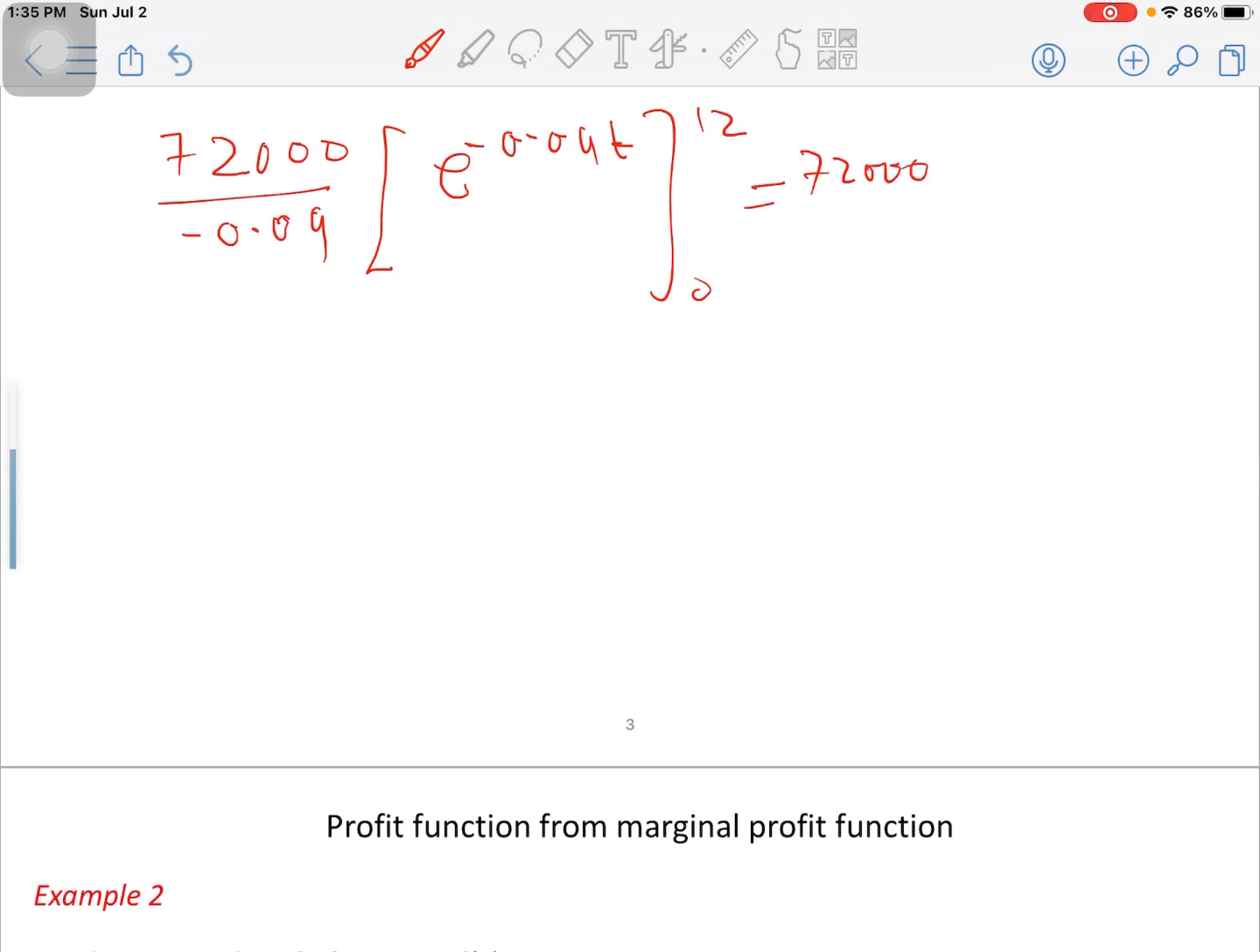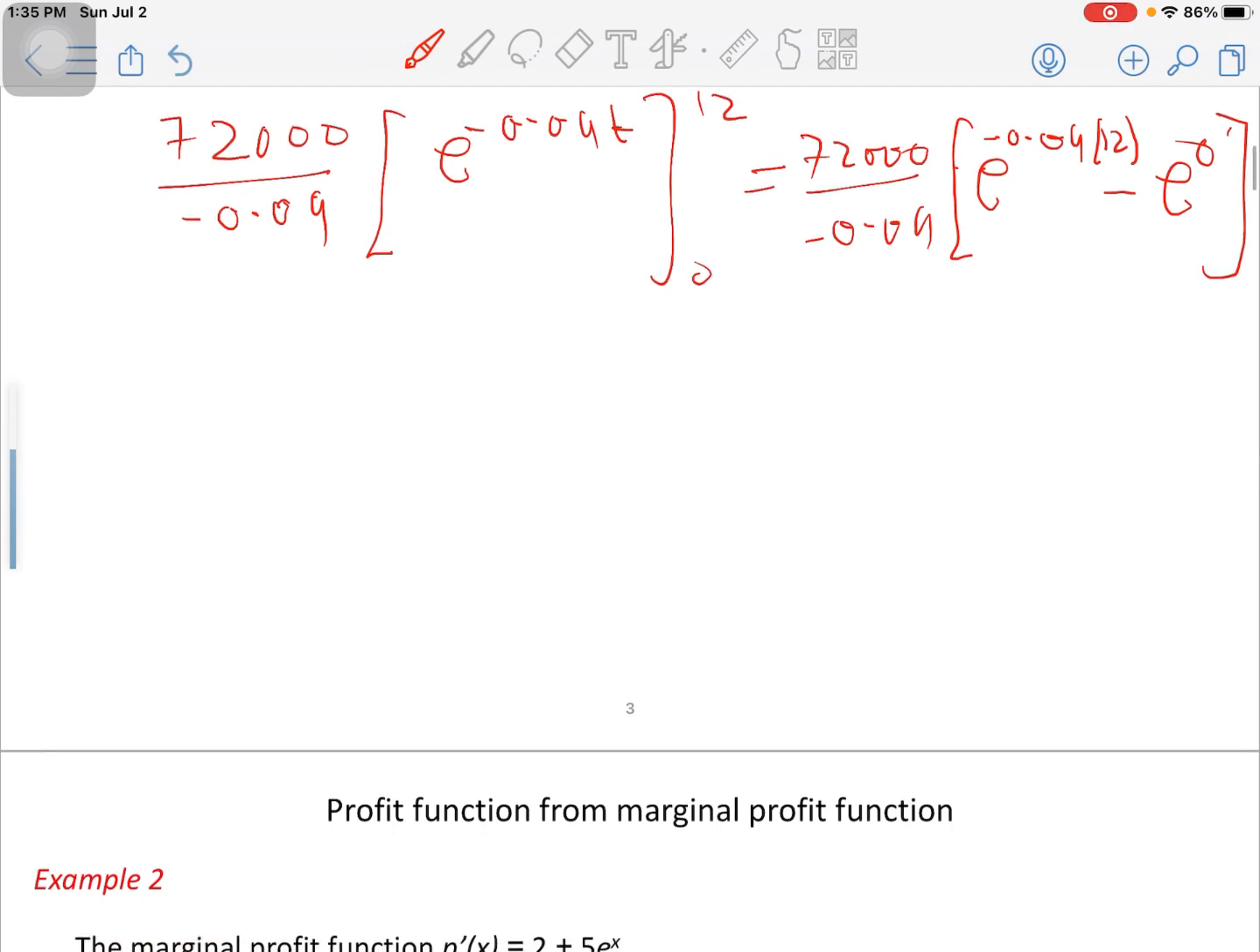So 72000 over negative 0.09, and as with the upper limit minus lower limit, as usual, the upper limit is 12 minus e power. When I substitute 0, I'm getting the whole thing 0, right? So at the end of the day, we are going to get something like negative 800,000, and then this value 0.09 multiplied by 12 is going to give us exponent to the power negative 1.08 minus e power 0 here, which is going to give us 1.